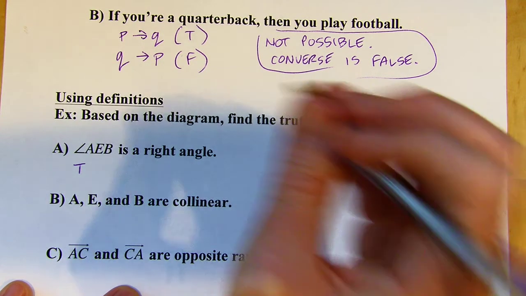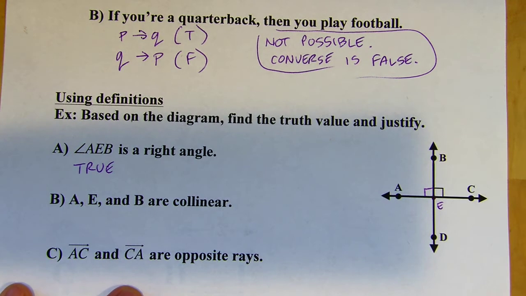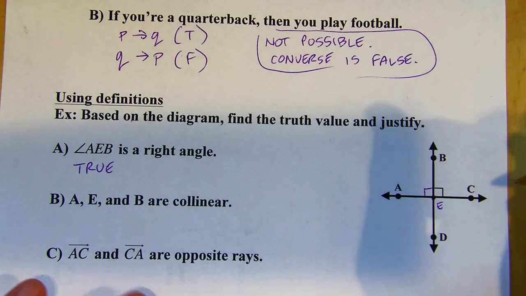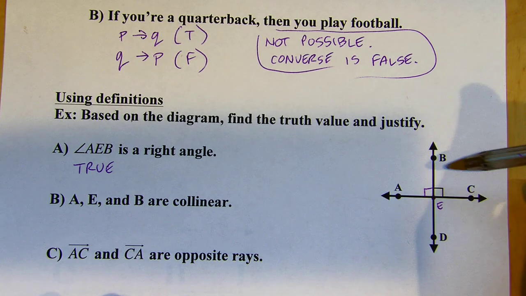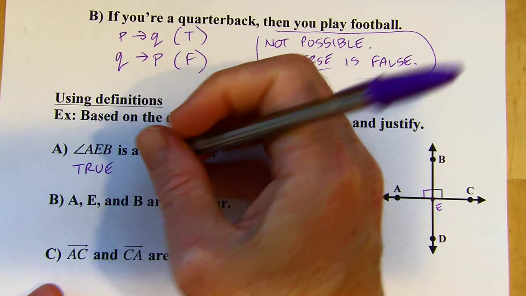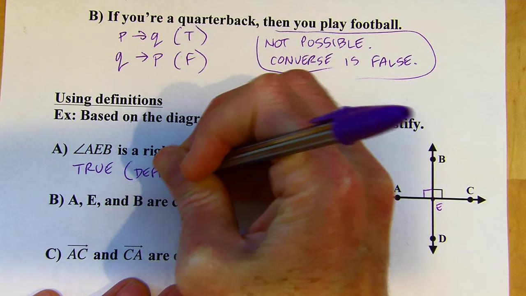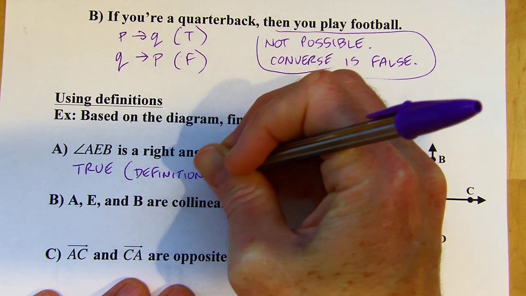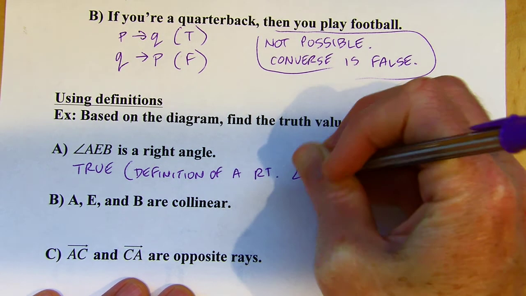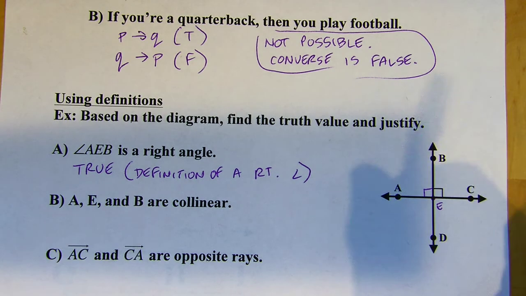So it says find the truth value, okay, phase one complete. And then it says to justify. So I'm going to justify that based on the definition of a right angle. A right angle is two 90-degree angles, and it has the symbol for perpendicular there. So I'm going to say definition of a right angle. I'm using some abbreviating there. I put that in parentheses just to show that that's my justification.